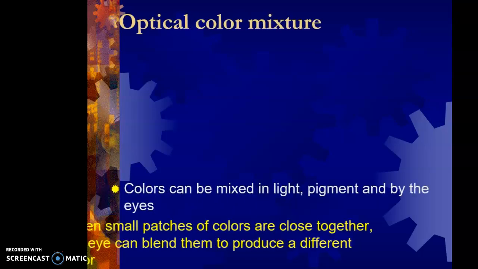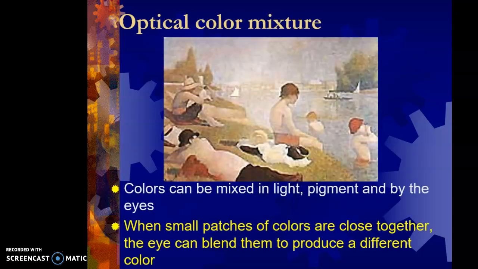Optical color mixture. These are colors that can be mixed in light and in pigment by our eyes. So when small patches of color are close together, the eyes can blend them to produce a different color. This George Seurat is a good example of that optical mixing. Our eyes do that. It's not as noticeable today, but myself growing up, you go up to the television, your parents didn't have remote controls, kids were the remote controls.